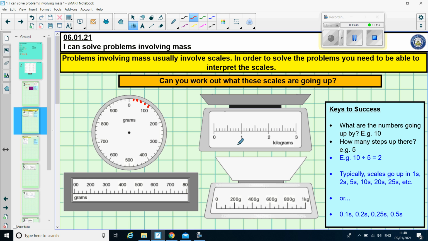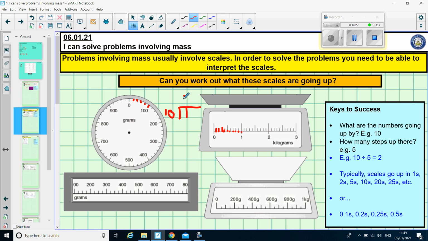The next scale, I'm going to have a look at this one. This time it's going up in kilograms. And I've got a 0 and I've got a 1 here. So I need to count the steps again, first of all. So I've got 1, 2, 3, 4, 5, 6, 7, 8, 9, 10 steps. So it goes up by 1, but in 10 steps. So I need to do 1 divided by 10. So I've got 1 whole 1, which is how many it goes up in total by, divided by the number of steps, which is 10.